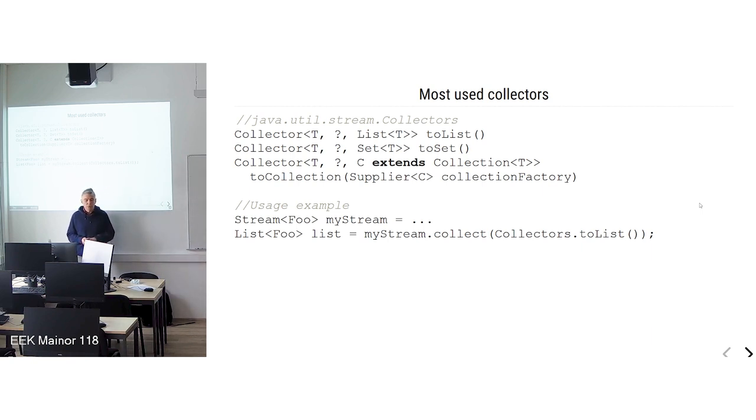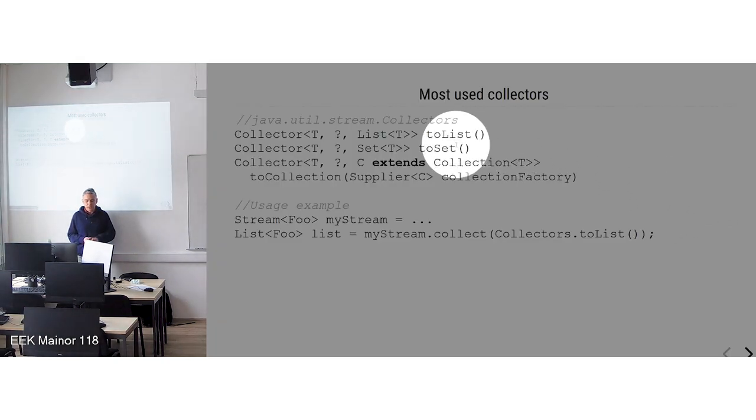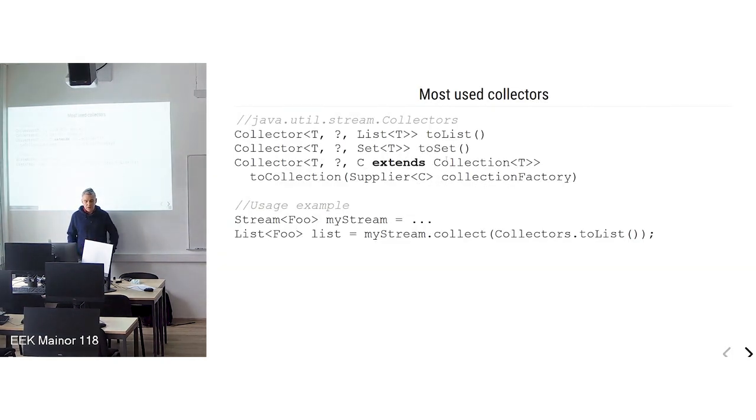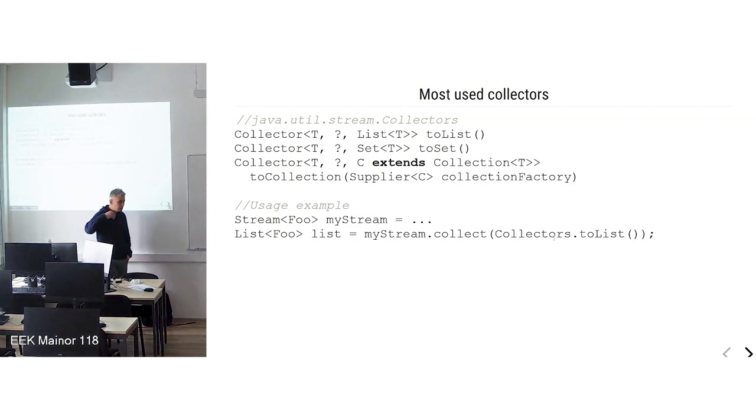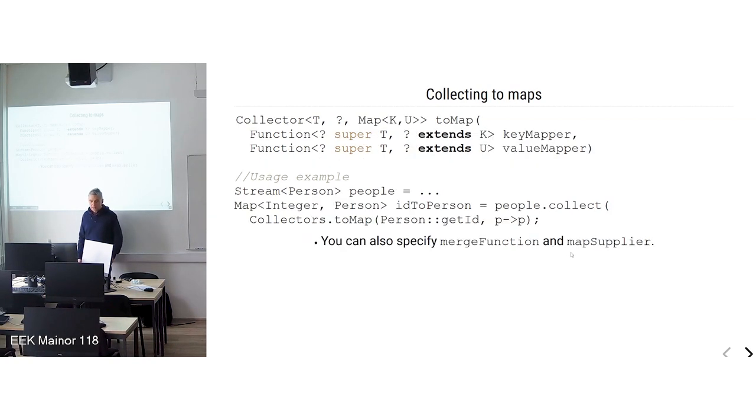The most used collectors are toList and toSet. For example, if you have myStream, a stream of Foo elements, then you can collect all the elements to a list using myStream.collect(Collectors.toList()). So you can just materialize your stream back to a list using the toList collector here. And you can also collect to maps, materializing your stream to a map.